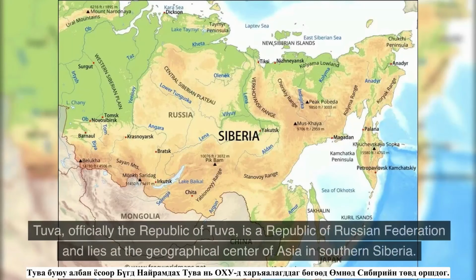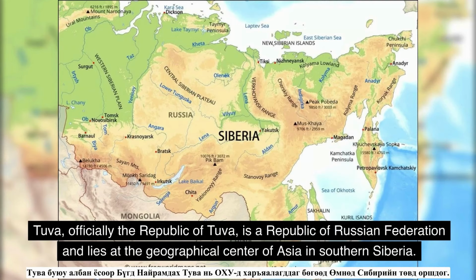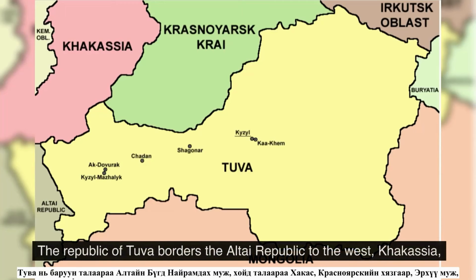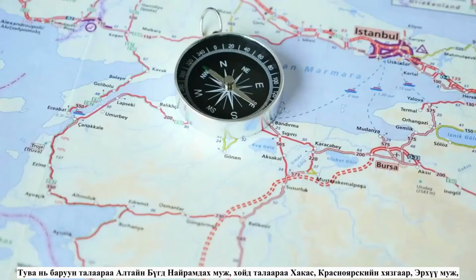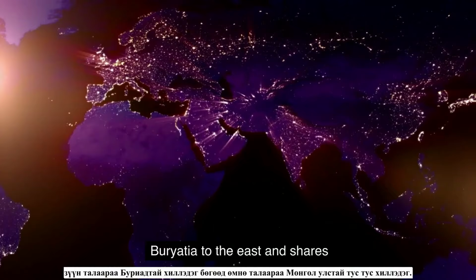Tuva, officially the Republic of Tuva, is a republic of the Russian Federation and lies at the geographical center of Asia in southern Siberia. The Republic of Tuva borders the Altai Republic to the west, Khakassia, Krasnoyarsk Krai, and Irkutsk Oblast in the north, Buryatia to the east, and shares an international border with Mongolia to the south.